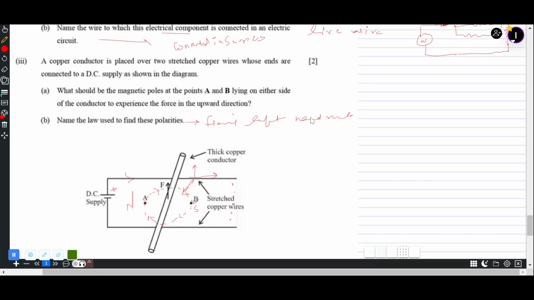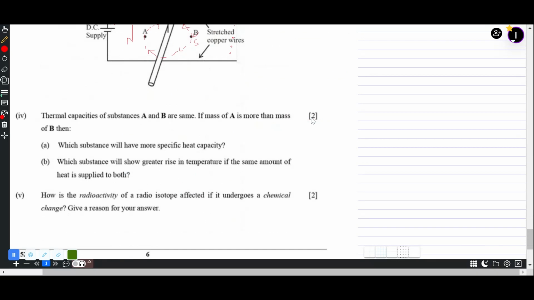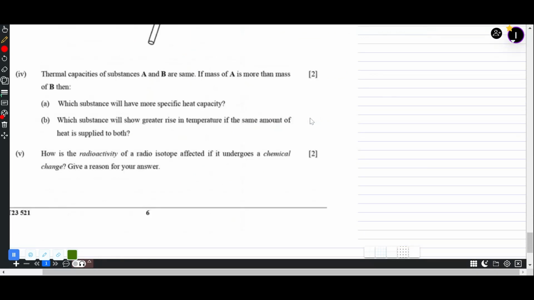Next one. Thermal capacities of substances A and B are the same, if mass A is more than mass B. Now, which formula will we use? We'll use Q is equal to mc delta T. Thermal capacities of the substances A and B are the same. If mass A is more than mass B, this substance will have lower specific heat capacity. So C is directly proportional to 1 by m, right? Mass of A is more, that means C will be low.